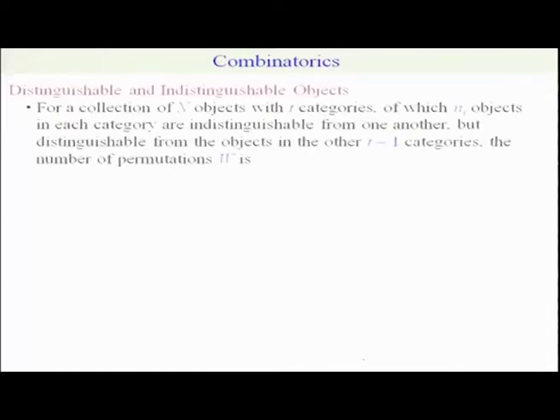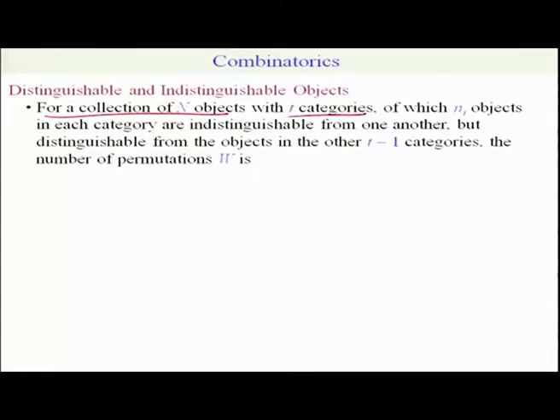But if it is not distinguishable, then of course, there are other issues which we have to take into account. So, in order to express that, we will combine distinguishable and indistinguishable objects together. Let us consider a collection of n objects with t categories, of which n_i objects in each category are indistinguishable from one another, but distinguishable from the objects in the other t minus 1 categories.